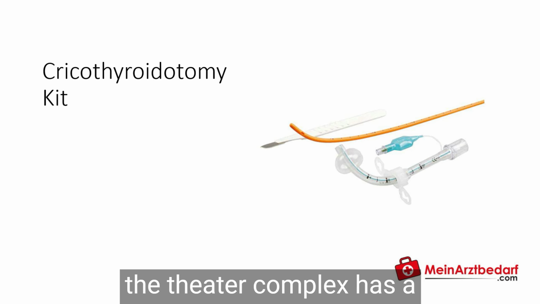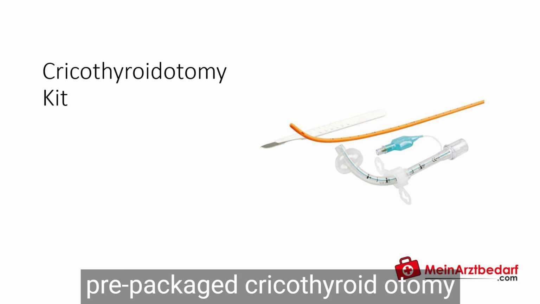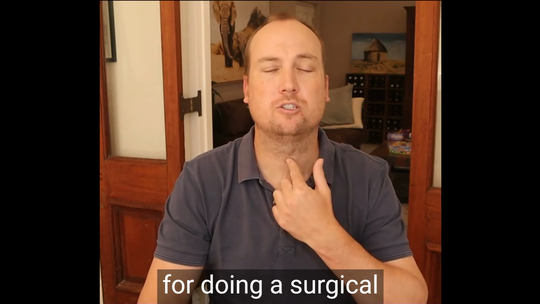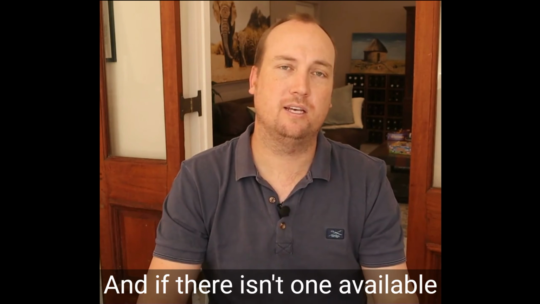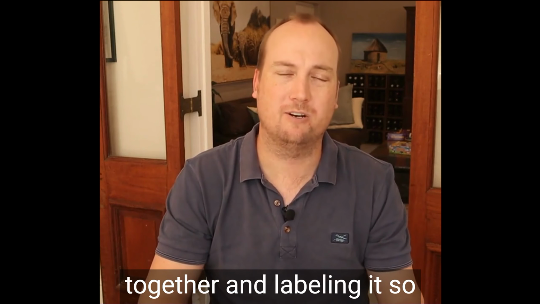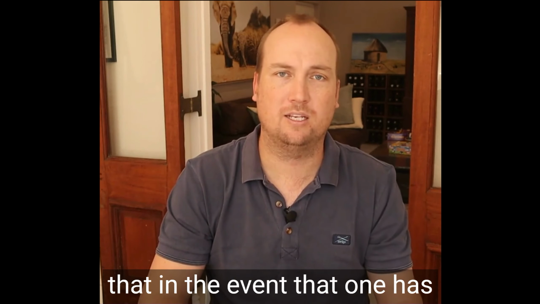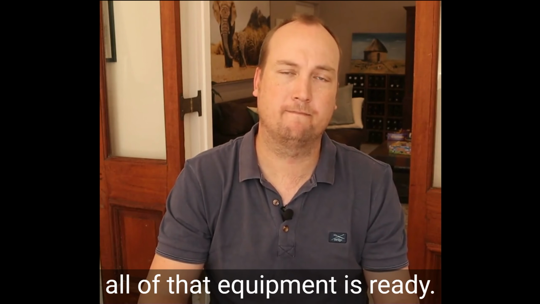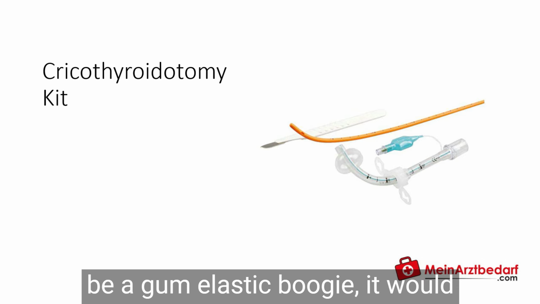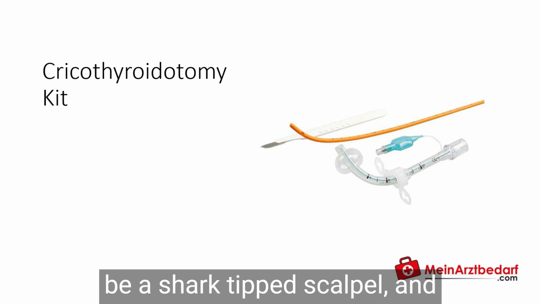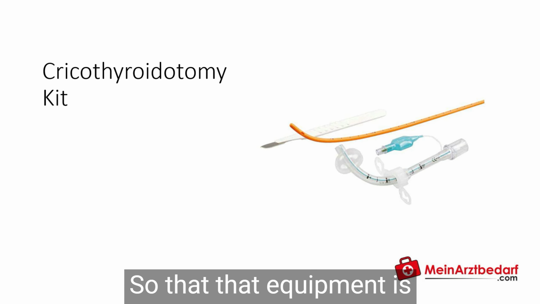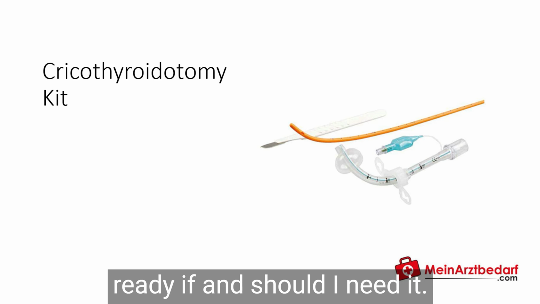Then I also want to know if the theatre complex has a pre-packaged cricothyroidotomy set. You can buy commercially available pre-packaged sets for doing a surgical cricothyroidotomy. If there isn't one available, then I want to assist that theatre complex in putting equipment together and labeling it, so that in the event that one has to do a front of neck airway, all of that equipment is ready. In our airway talk, you would see that that equipment would be a gum elastic bougie, a sharp-tipped scalpel, and then a size 6 endotracheal tube, so that that equipment is ready should I need it.